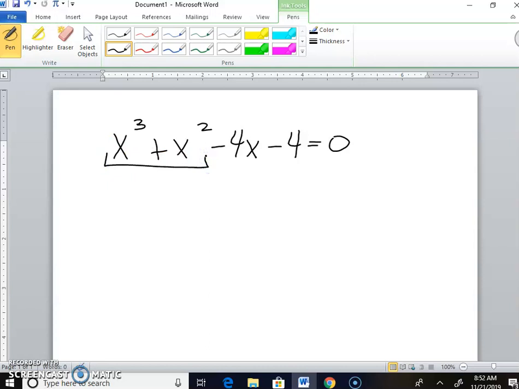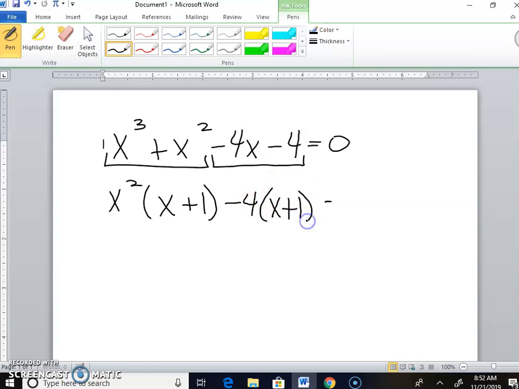What can I pull out of those first two terms? I can pull out an x squared, and if I do that, I'm left with an x, and I'm left with a positive 1. Then I'm going to go to my second two terms. What could I pull out of those two? I can pull out a negative 4, and if I pulled out a negative 4, I'm left with an x plus 1.